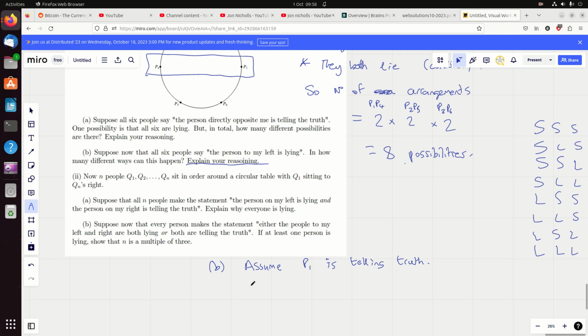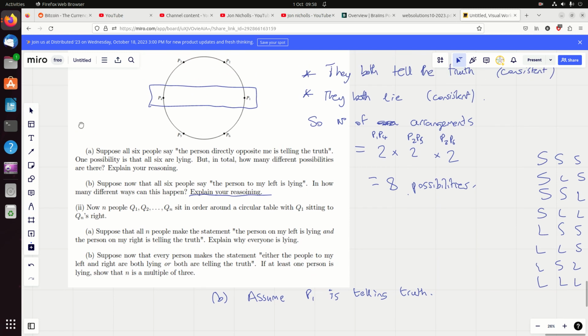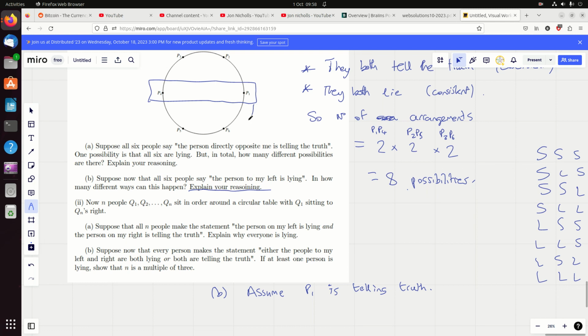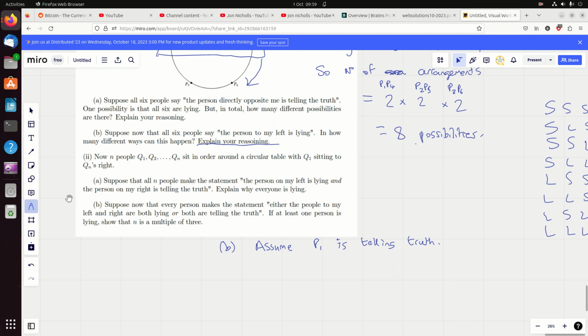If P1 is telling the truth that the person to the left is lying, now let's have a look at who's to the left of P1. Well, it depends whether you go up or down, really. Let's take left as clockwise, shall we? Because I think that's slightly ambiguous. Assume P1 is telling the truth, then, assuming P6 is to the left, P6 is a liar. So we'll say P6 equals L. And then you can use these little conditional arrows here. P5, now P6 is lying.